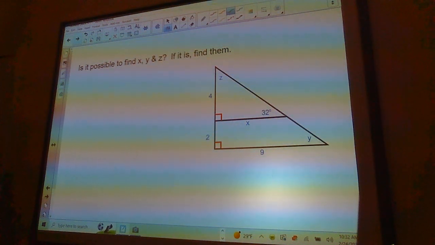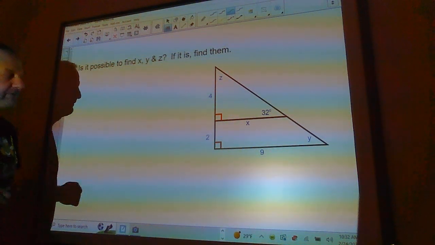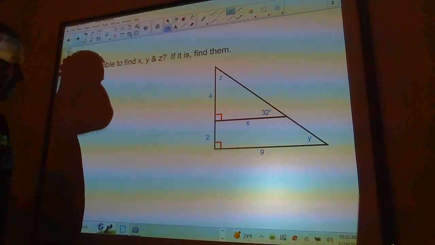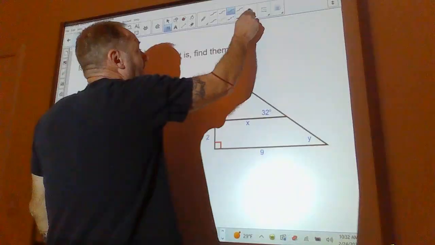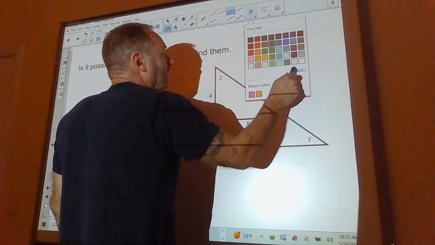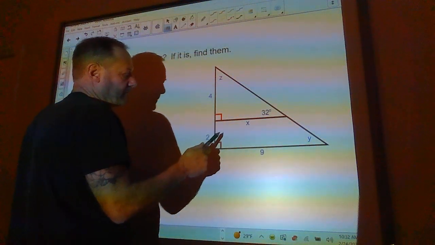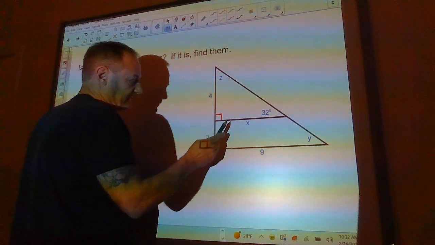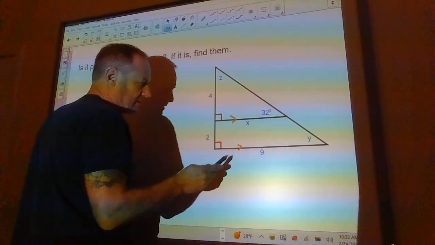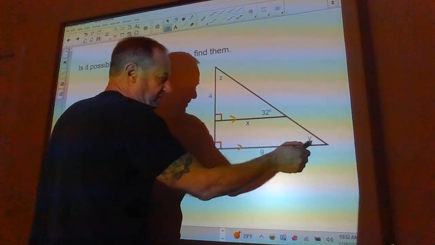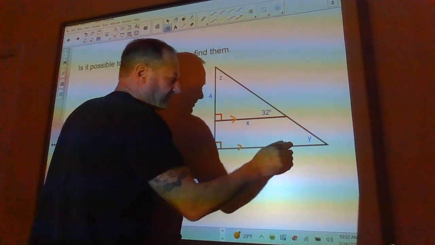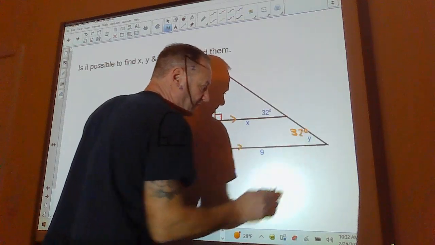Okay, is it possible to find X, Y, and Z? If it is, find them. So let's start with the angles. I always like to start with the angles because they're usually the easiest. Okay, these are 90-degree angles, which implies these are parallel, by the way. And that makes this angle and this angle corresponding angles, so they have to be equal. So this is 32 degrees.